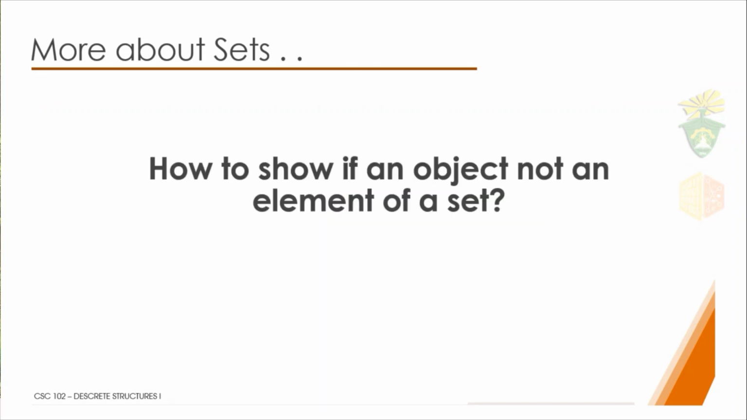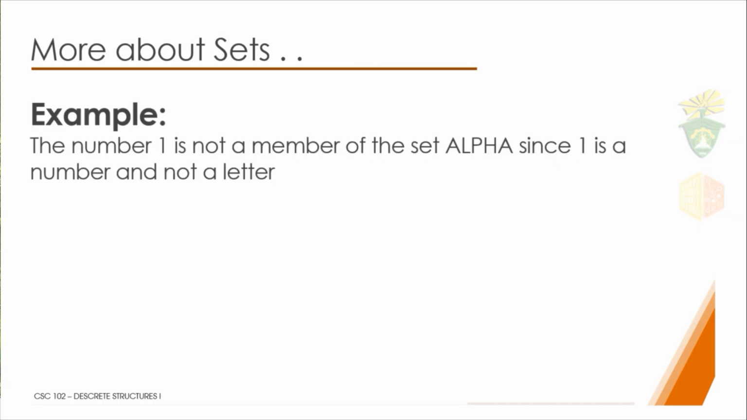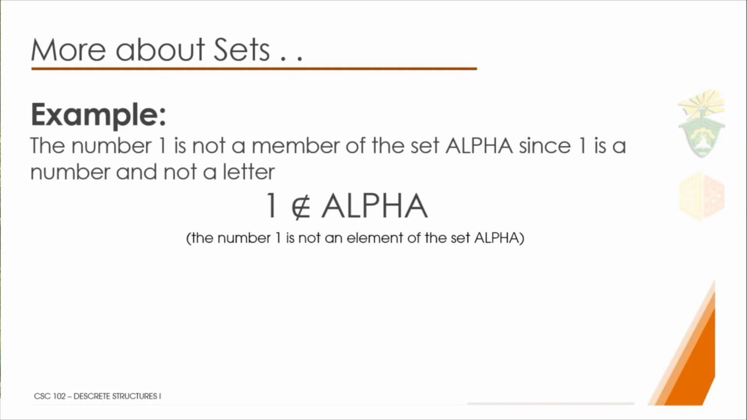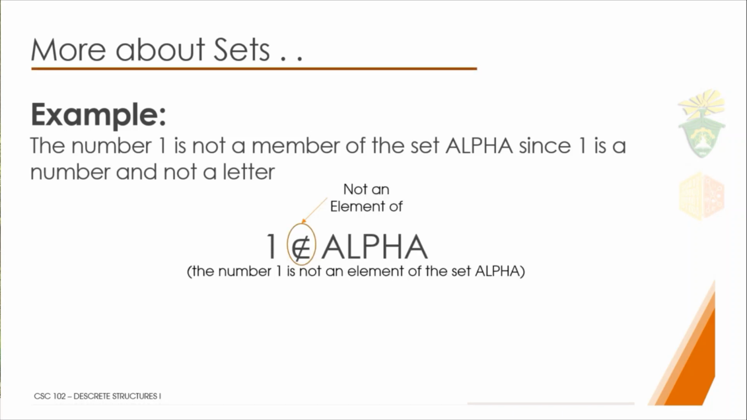In contrary, there are also instances wherein you want to show that a certain object is not a member of the set. So again, for example, the number 1 is not a member of the set. We all know that because the number 1 is a number and alpha only contains elements that are letters. So we say that the number 1 is not a member of the set alpha, or is not an element of the set alpha. So this symbol here means that it is not an element of alpha.